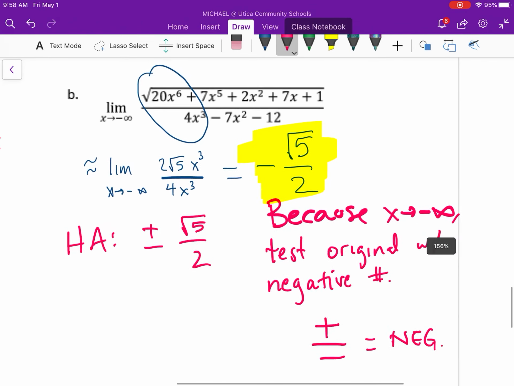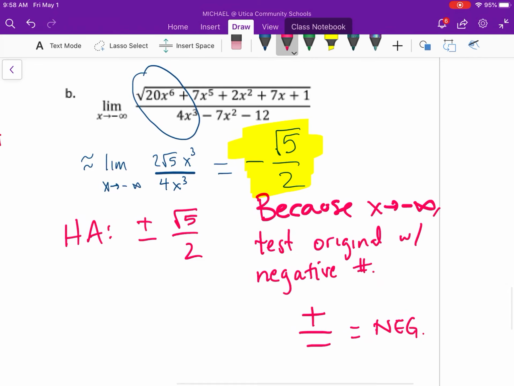All right, example B, same idea. We're looking at the leading coefficients. So in this case, the square root of 20 is 2 root 5 x to the 3rd over 4x cubed. So again, same degree, which means leading coefficients, which gives me either positive or negative root 5 over 2. And because we're going to negative infinity, we test with a negative value.